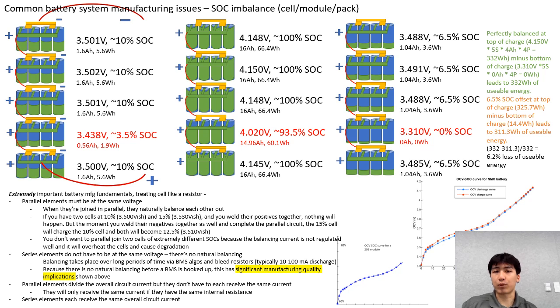And the reason why this is important is because at beginning of life, you could actually fail EPA regulatory tests because you have less usable energy than you're supposed to. So that's why this SOC imbalance is really important to avoid.